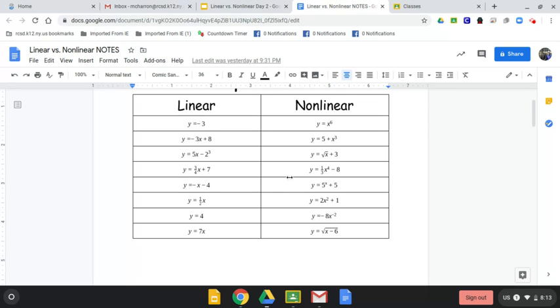All of these, I think, become pretty self-explanatory. The more you look at them, take a good look at this chart. You're going to notice that on the nonlinear side, all of our variables have an exponent other than 1, or the square root symbol, or the exponent is a variable. Linear are much easier to spot. They're very straightforward, everything we work with. The trickiest one would be this, but the exponent is not on the variable. That's why it's linear.